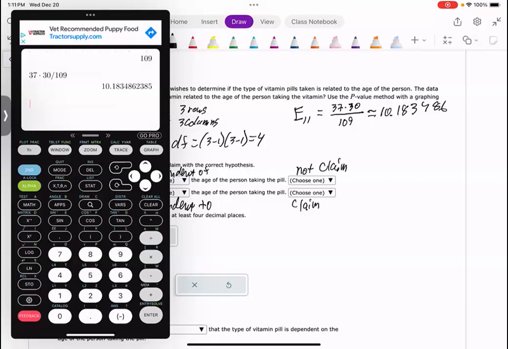All right, here we go. Let's run our chi-square test.